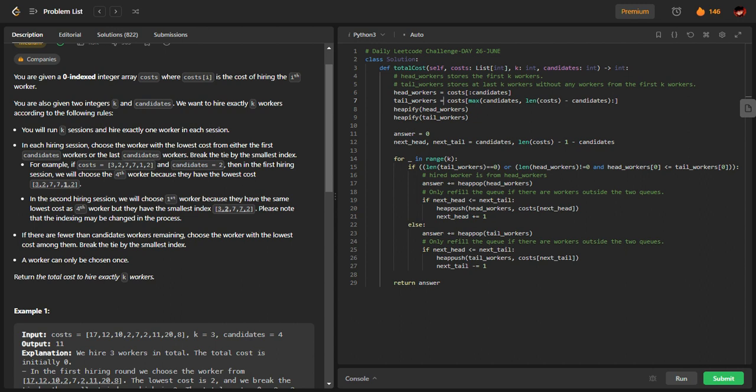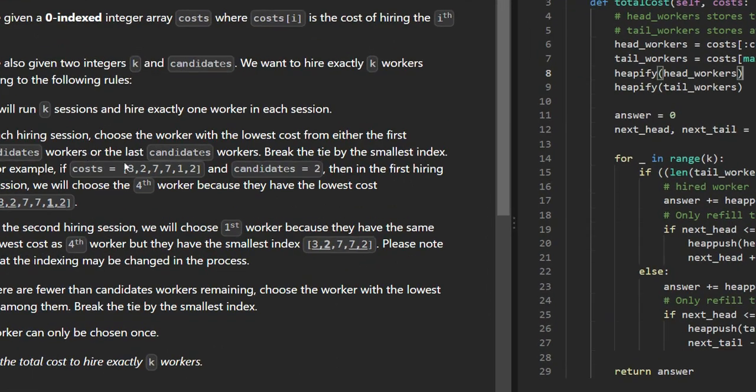For the tail workers, I'm doing some conditioning here. I am taking the max of either this or this. Why am I doing it like that? Remember, I told you they should not be overlapping. For example, I will tell you the case here. There are six elements in this.